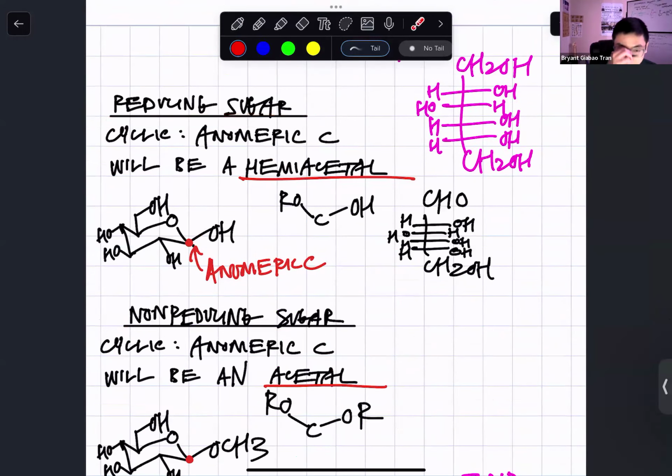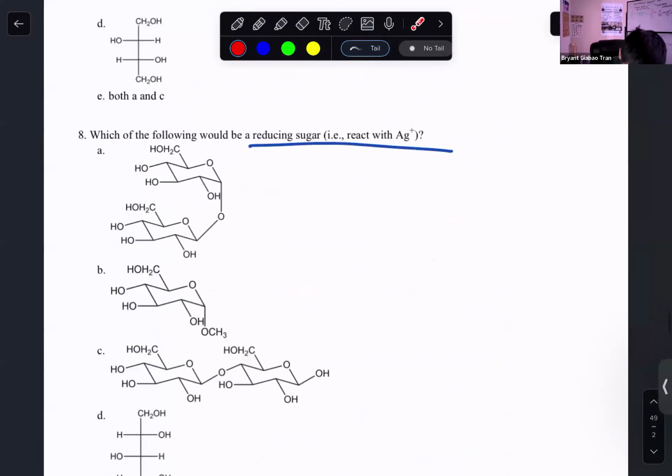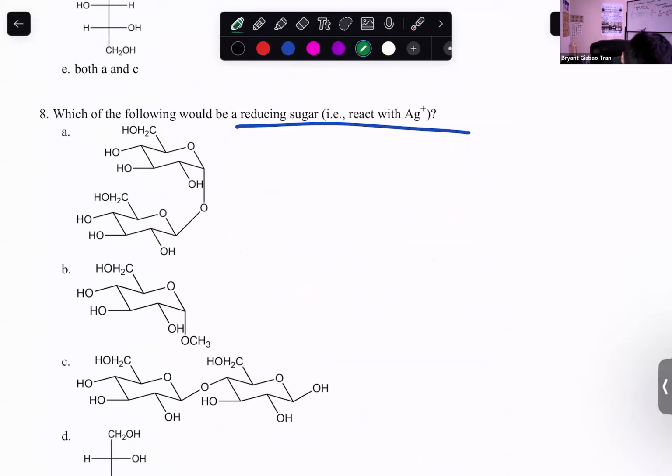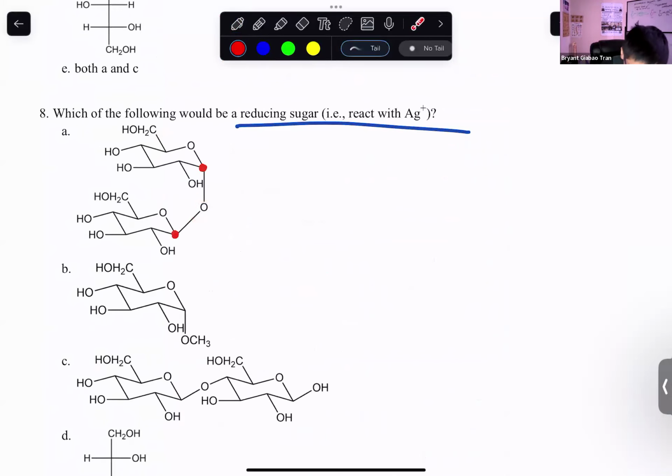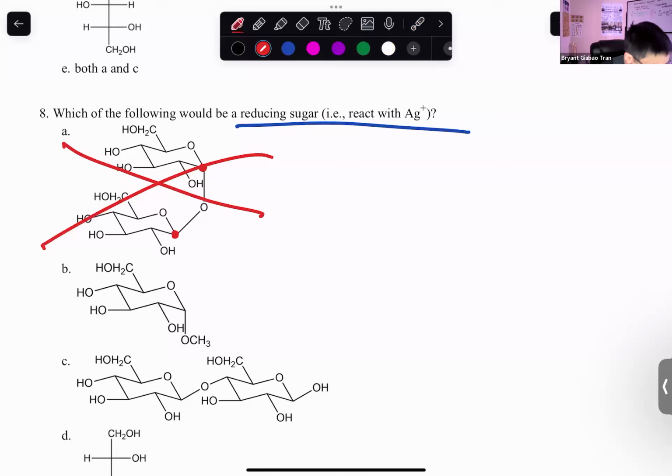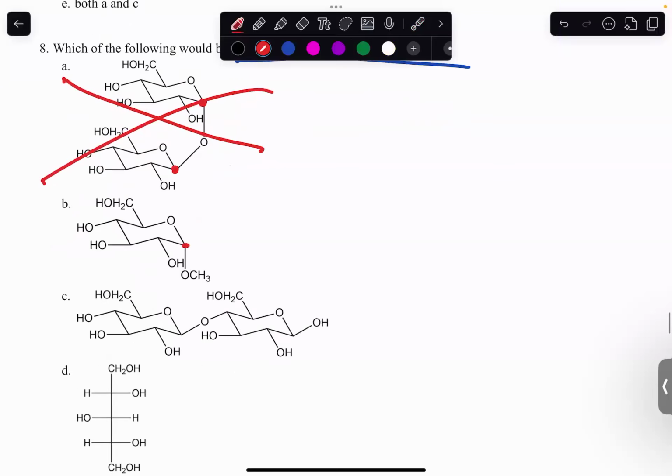and what a reducing sugar is versus what a non-reducing sugar is. So if we go back to the problem here, number 8, we see that these carbons here in red are the anomeric carbons, right? Those anomeric carbons here have an OR group, so this is a non-reducing sugar. So A is not the right answer. B, this is the anomeric carbon, OR group, acetal, not the right answer.